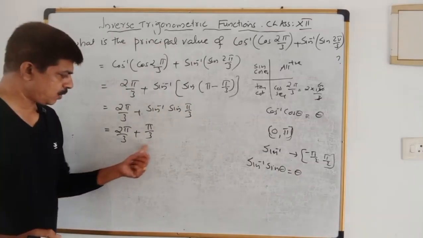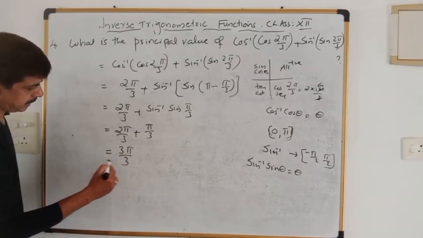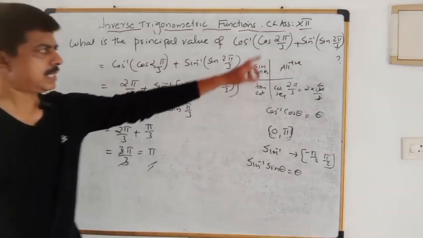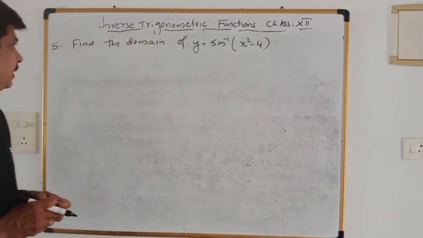So as we have the common denominator, we will add the numerator: 3 pi by 3, the 3 is cut. So the principal value of this expression is pi. Have you got it? Okay, let us take a look at the fifth question.